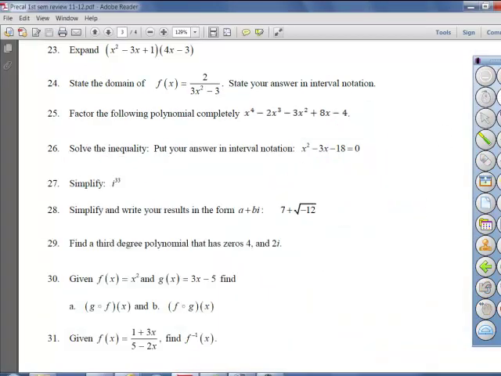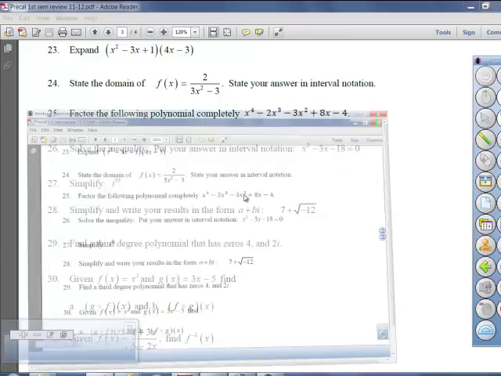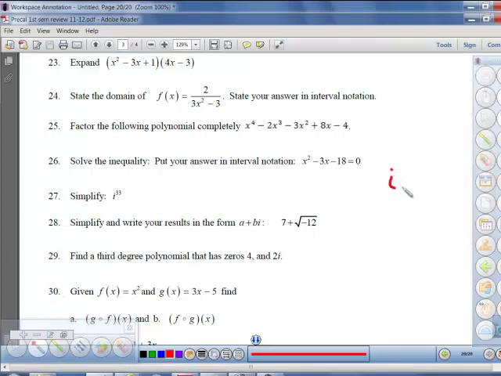Okay, 27. You guys remember the technique? Yeah. I is 1, negatives in the middle. Remember, this is I squared. This is I to the third. This is I to the fourth. And then it just keeps repeating.